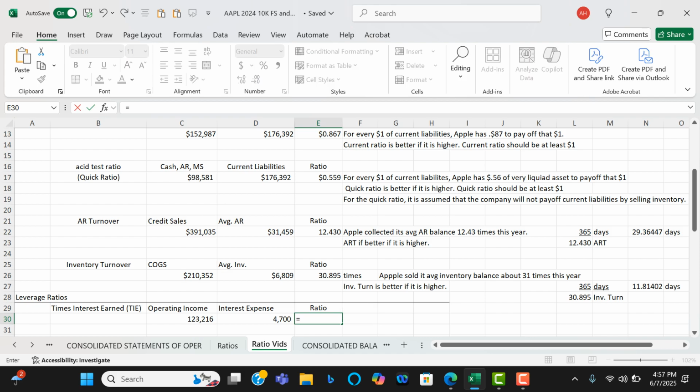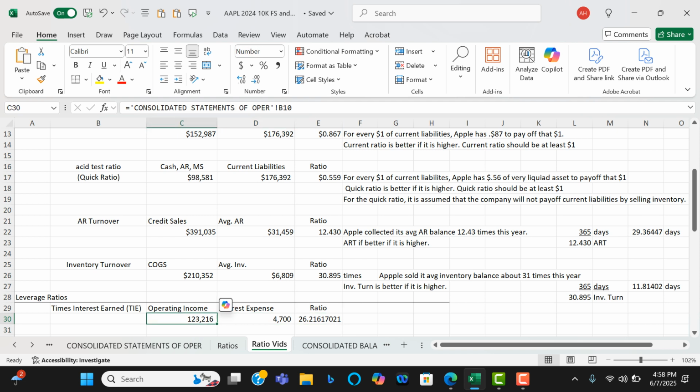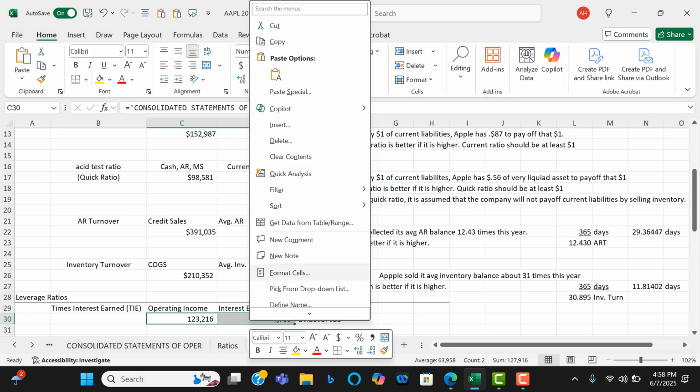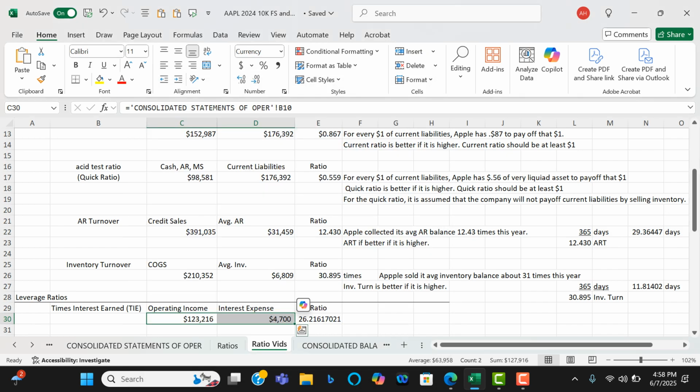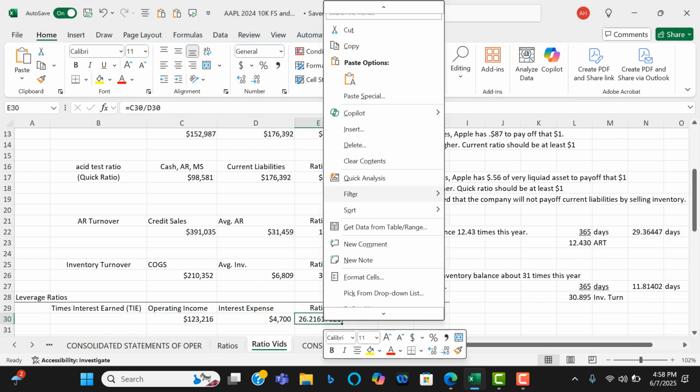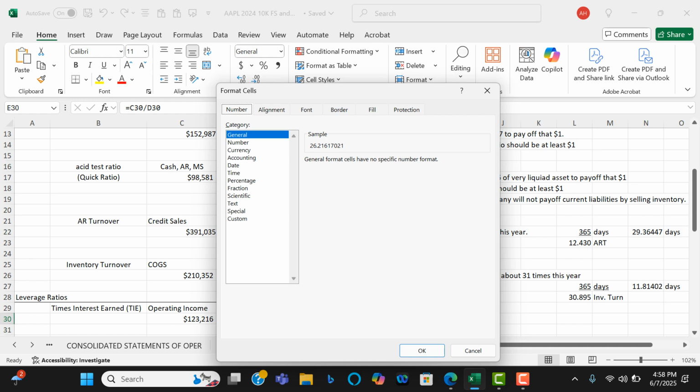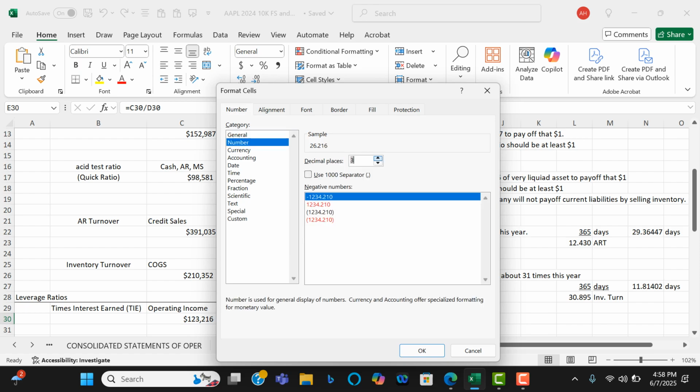Okay, so let's go ahead and divide these two and get the ratio. I'm going to put these dollar signs in here. All these items obviously are dollars. You don't need to have any zeros on there either, so we'll put the dollar signs on there. And then let's bring the ratio down to 3 decimal places just to format it with the other ratios. So 26.2, let's get 3.